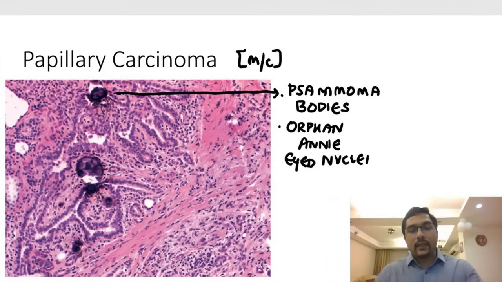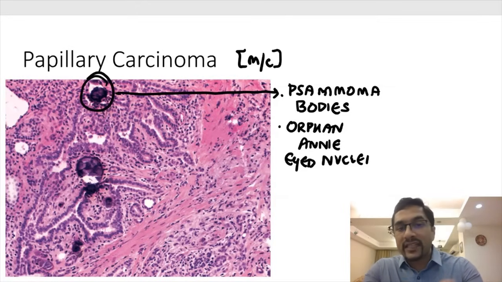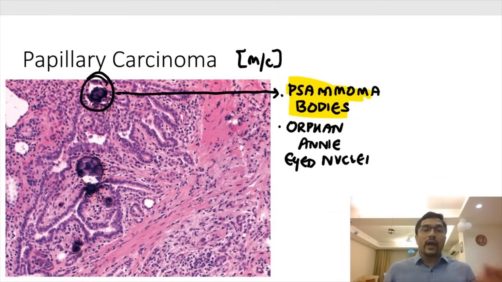This slide of papillary thyroid cancer has also been asked many, many times in the exam. And these bluish bodies, psammoma bodies, at least 10 to 15 times this question has been asked. These are foci of dystrophic calcification. You know there are two types of calcifications, dystrophic and metastatic. These are dystrophic calcification bodies, psammoma bodies, and they can be seen in papillary carcinoma thyroid.